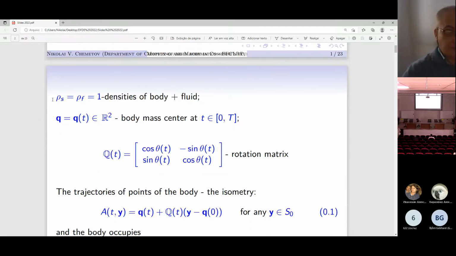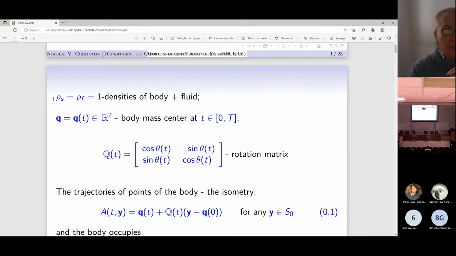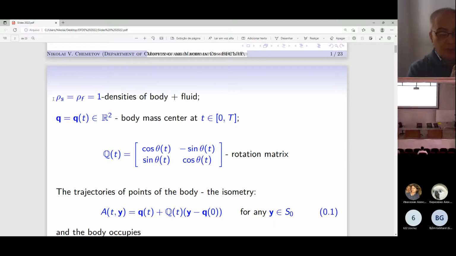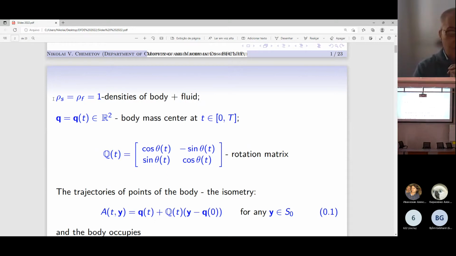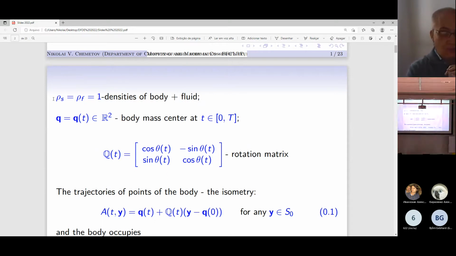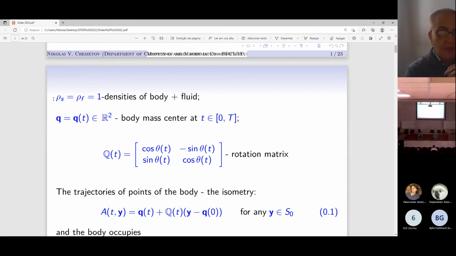I will start from a simplification because, of course, we have just 30 minutes and I cannot enter into details. Therefore, for simplicity, I will take the density of the body and the fluid to be constant and equal to 1. Then I will consider the motion of the body in a two-dimensional domain. Later on, you will understand why I consider just this case.